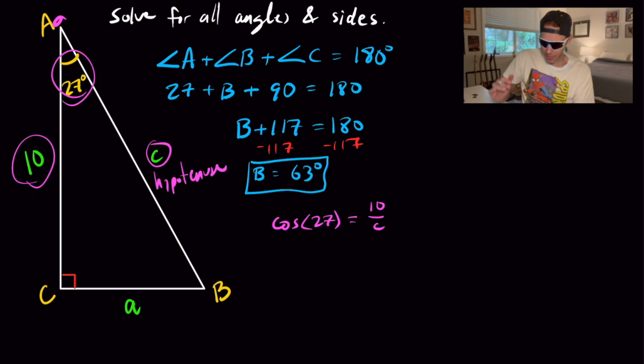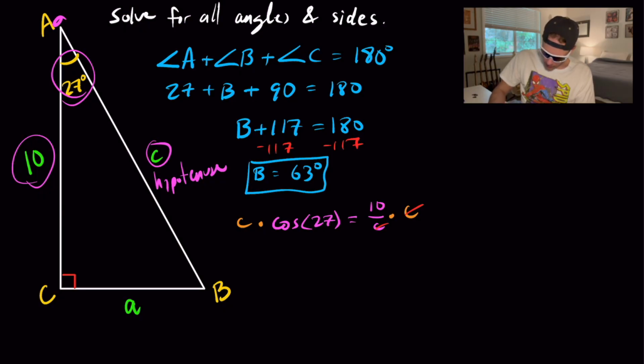So that's the setup. And now we want to solve for C. So there's a couple different ways that we could do this. Since C is in the denominator over here, I want to get it out of the denominator. So I'm going to multiply both sides by C. Okay, and that's going to cancel those two out.